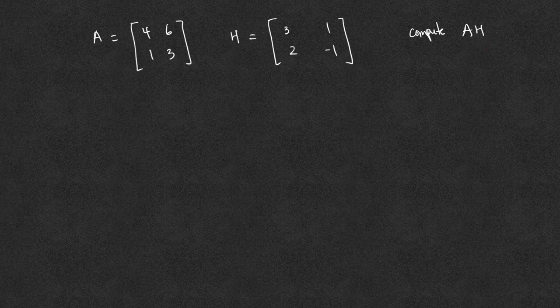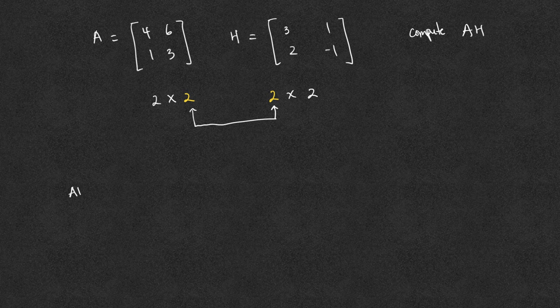We can perform the matrix multiplication if the number of columns in the first matrix is the same as the number of rows in the second matrix. For the first matrix, A is of dimension 2 by 2, and the second matrix has dimension 2 by 2. There are 2 columns in the first matrix and there are 2 rows in the second matrix. So yes, we can perform this operation.